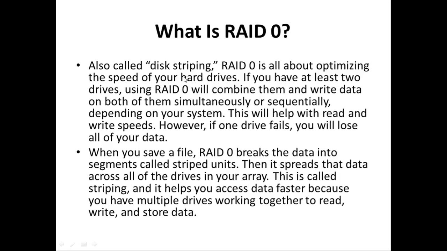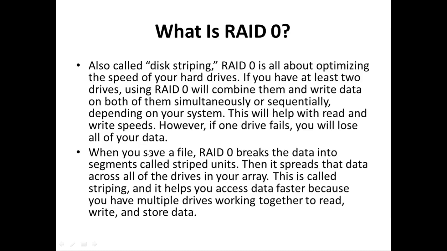Now, RAID 0 is also called disk striping. RAID 0 is all about optimizing the speed of your hard drives. If you have at least two drives, RAID 0 will combine them and write data on both of them simultaneously or sequentially, depending on your system. So this will help with read and write speeds. However, if one drive fails, you will lose all of your data.